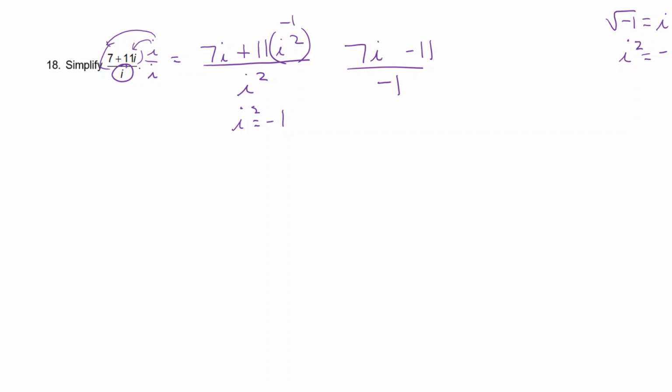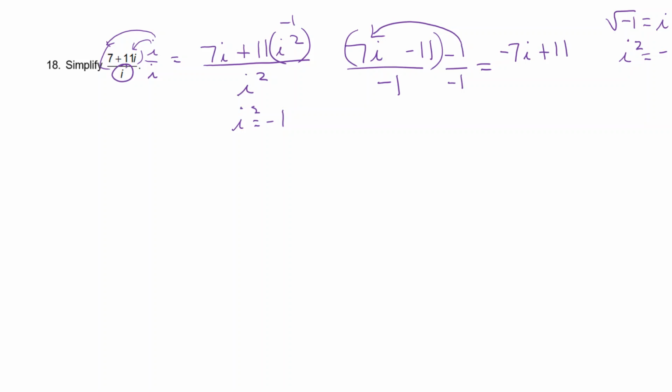So I don't like having that negative there, so I'm going to go ahead and multiply both the bottom and the top by negative 1. It's just another picture of 1. So now I'm just going to distribute. Negative 1 times negative 1 is 1, so that goes away. I'm going to distribute my negative over, so it's going to be negative 7i plus 11.